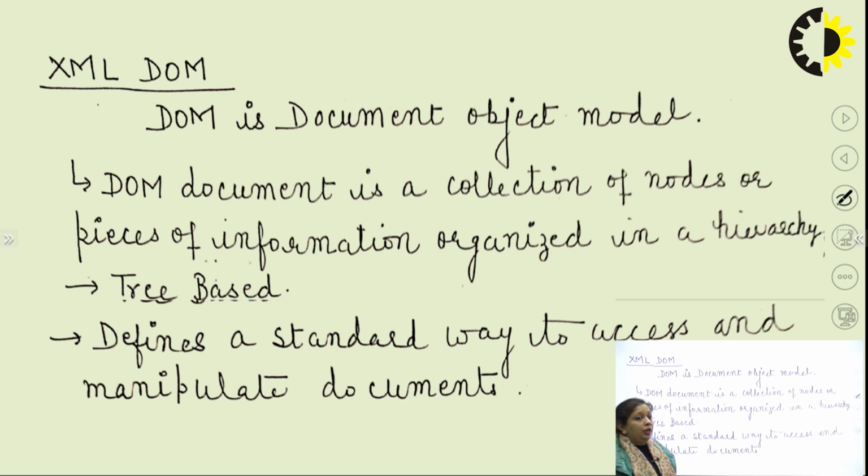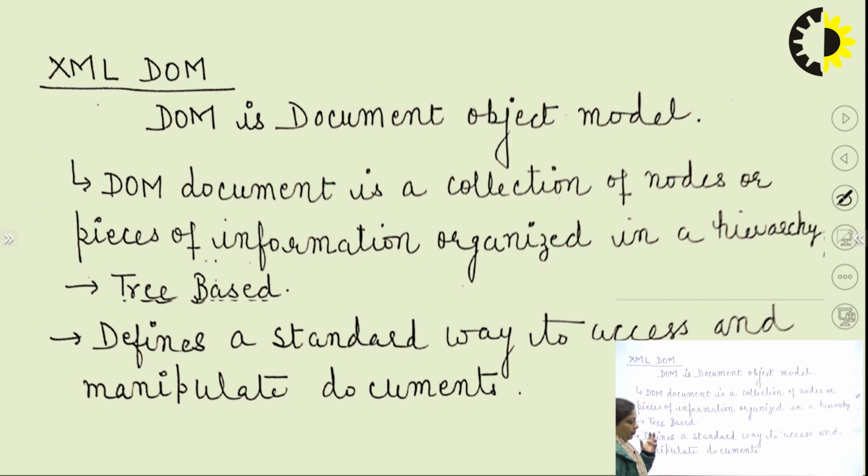Now coming to the object-based parsers, the most important example in an object-based parser is the DOM parser. DOM stands for Document Object Model. So what does a DOM document actually is? A DOM document is a collection of nodes or pieces of information which are organized in some hierarchy. So whenever we talk about a DOM document, we always talk about some hierarchy. So it is a tree-based structure, and it defines a standard way in which we can access and modify XML documents.